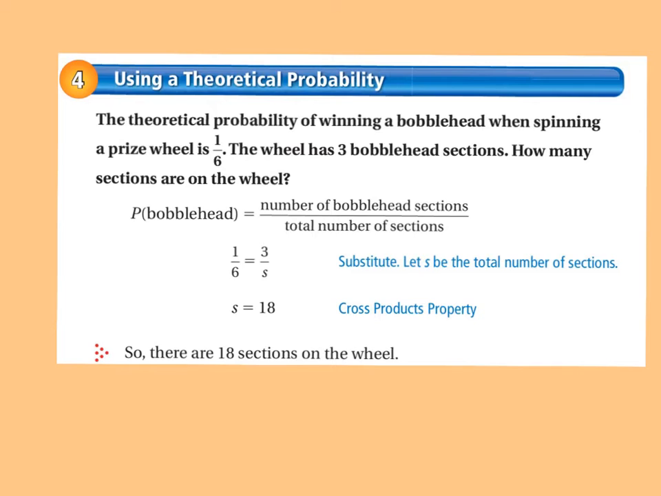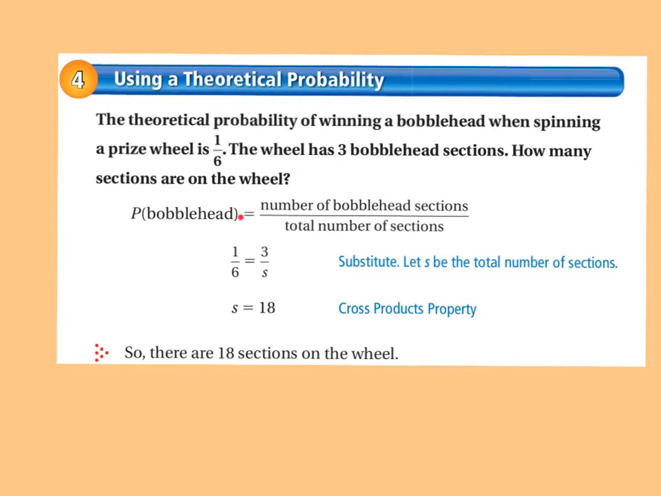So the theoretical probability of winning a bobblehead when spinning a prize wheel, so imagine a prize wheel, is 1/6. The wheel has 3 bobblehead sections. How many sections are on the wheel? So it has to have more than just 3 sections, because if 3 were bobblehead sections and that's all there was, then you have a 100% chance. But we know we only have 1/6.